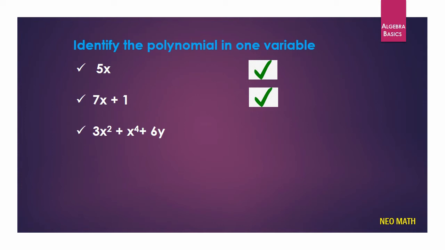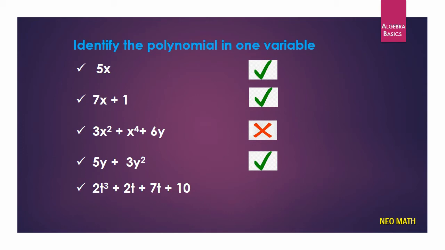3x² + x⁴ + 6y. Here we have 3 terms, and here we have x and y. We use 2 variables, so this is not a polynomial in one variable. This is a polynomial in 2 variables x, y. 5y + 3y². In both the terms we have the variable y. So it is a polynomial in one variable.